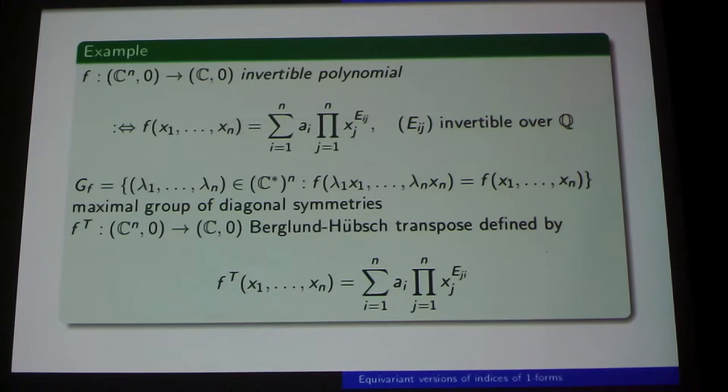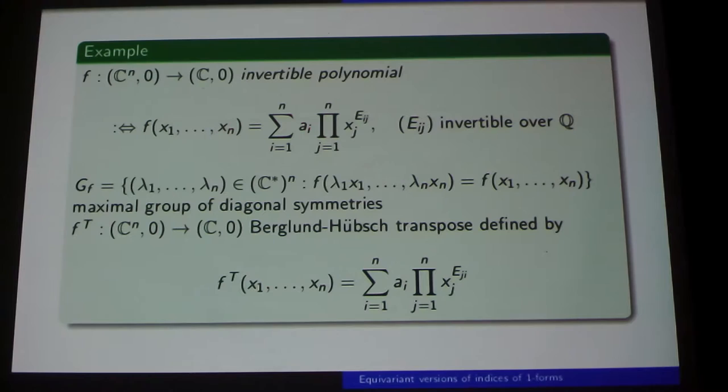So we consider a polynomial, a so-called invertible polynomial. This is a polynomial in n variables. It is a weighted homogeneous polynomial, and it has as many terms as it has variables. If you write this with some coefficients a_i, and if you write the monomials in the form x_j to the power e_ij, then its exponent matrix is a matrix with non-negative entries, and the polynomial is called invertible if this matrix is invertible over Q, the rational numbers.